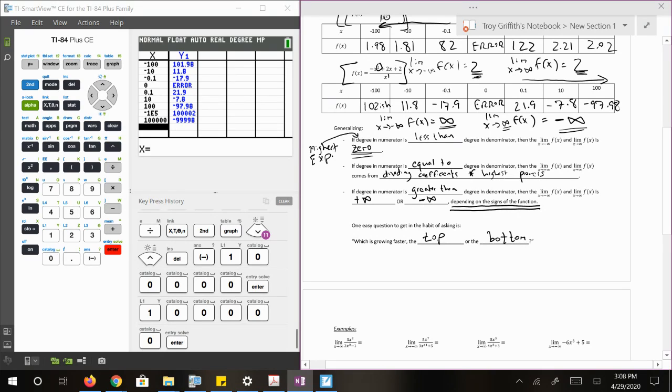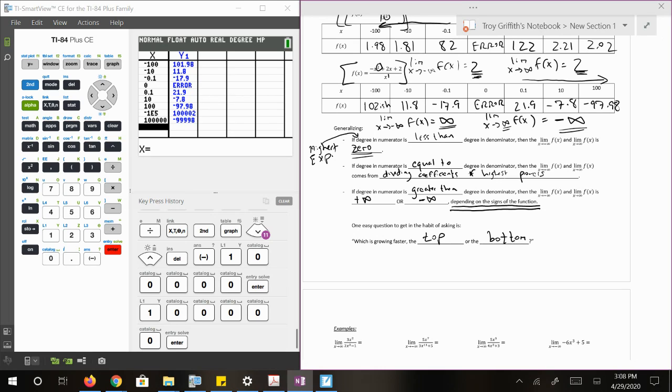And the idea of which one's growing faster has everything to do with which one has the larger exponent. If the top has a smaller exponent than the bottom, it means the bottom's growing faster. If the bottom's growing faster, it means we have to be approaching a value of 0. If the exponents on the top and bottom are the same, that means they're growing at the same rate. The only thing that's going to affect our answer is the coefficients in front of the terms that have the highest exponents.